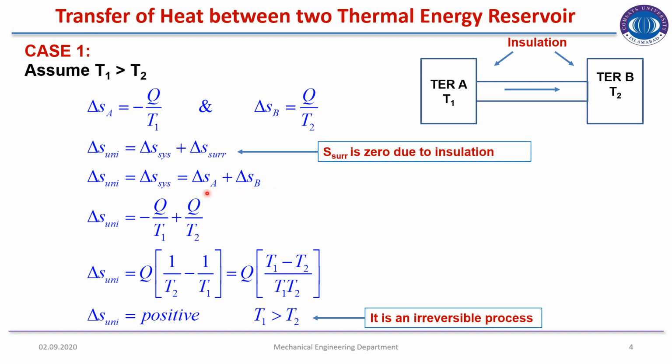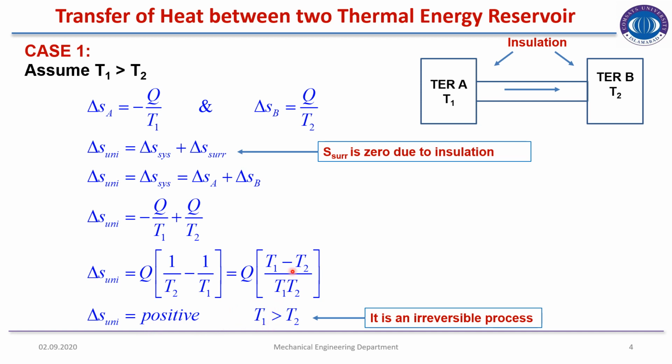We have already calculated these entropies at the top: del S_A is equal to minus Q over T1 and del S_B is equal to Q over T2. So we will insert these values, and change of entropy of the universe is equal to minus Q over T1 plus Q over T2. Taking Q common, change of entropy is equal to Q times (1 over T2 minus 1 over T1). And after simplification we get that relation.